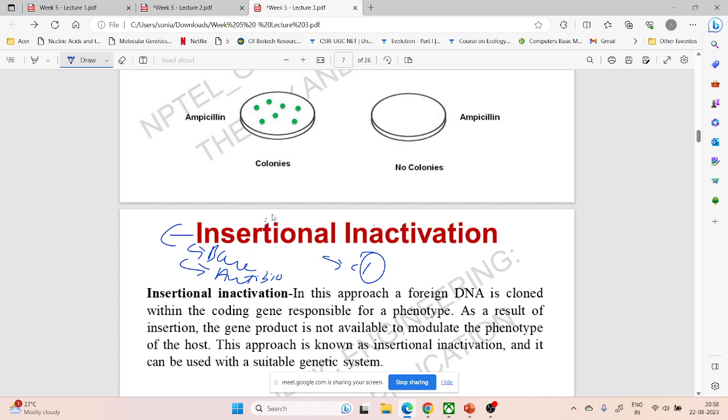Insertion of the insert is inactivating that gene. Insertion of the insert in the LAC-Z gene will inactivate LAC-Z.